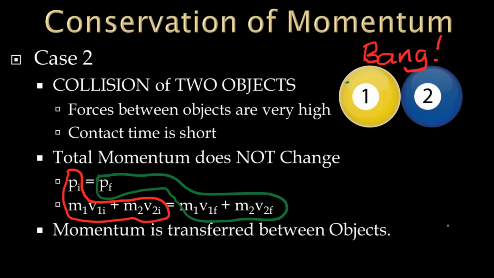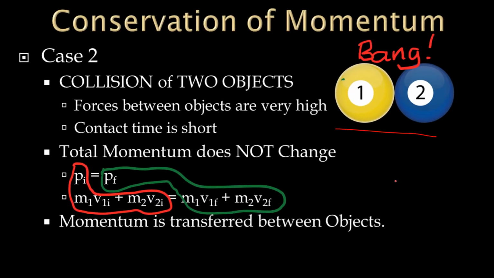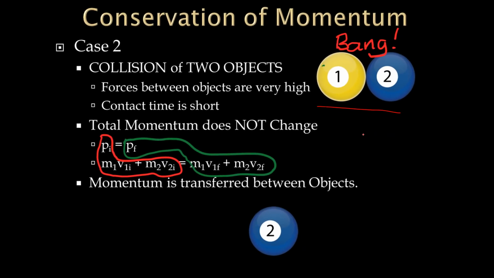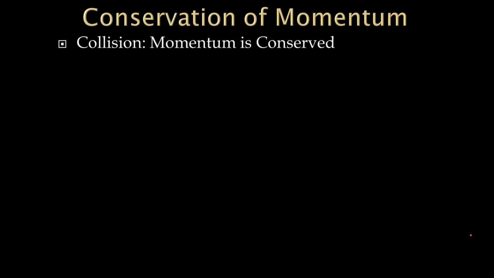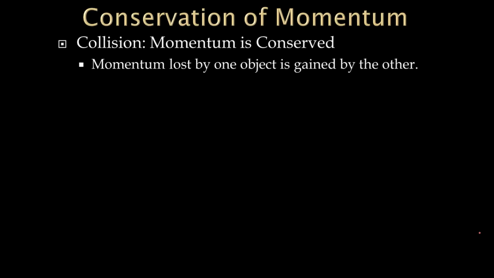Momentum is transferred back and forth between the objects, but it doesn't leave the system, and our system will be both objects. Okay, so let's take a little example of this. The 2 ball is being hit by the 1 ball. Momentum from 1 is transferring to 2. Let's look at this situation a little more numerically. We know in a collision that momentum is conserved, and the momentum lost by one object is gained by the other. Our initial momentum is equal to our final momentum, and when we add each of the momentums of the individual objects in our system, it won't change from before to after the collision.